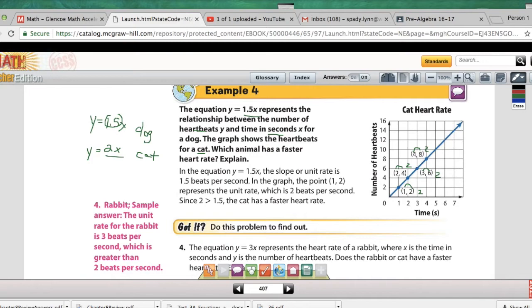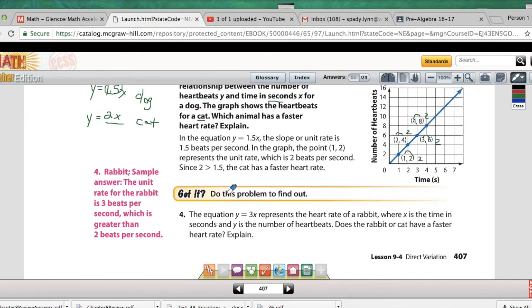Let's take a look at number 4 here. Y equals 3x is the heart rate of a rabbit, and which one has a faster heartbeat, the rabbit or the cat? Well, we said the cat's was 2 and the rabbit was 3. So since the rabbit is 3 beats per second, that's going to be greater than 2 beats per second for the cat.